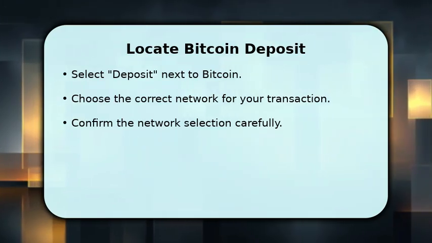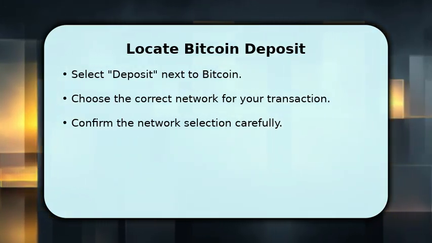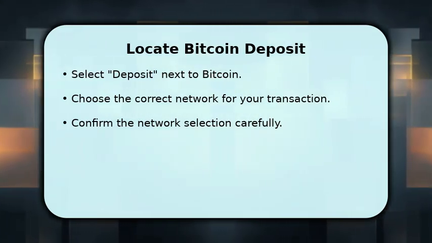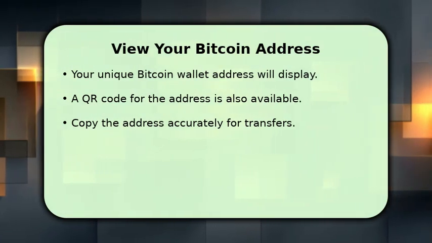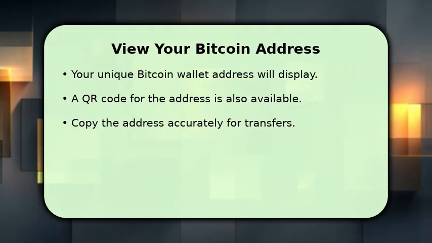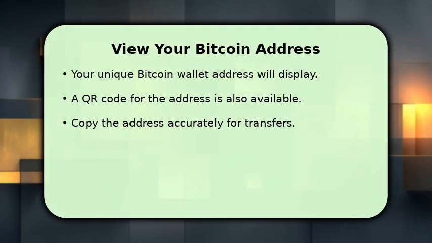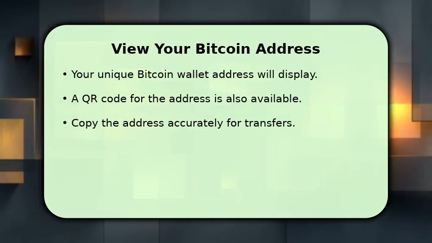Bybit typically offers different networks, so make sure to choose the one that matches your sending wallet to avoid any issues with your funds. Once you've selected the deposit network, your unique Bitcoin wallet address will be displayed on the screen. You'll also see a QR code, which can be scanned by other wallets for convenience.